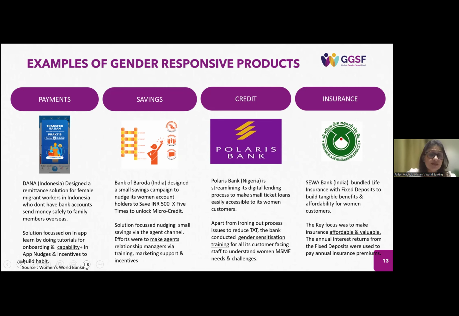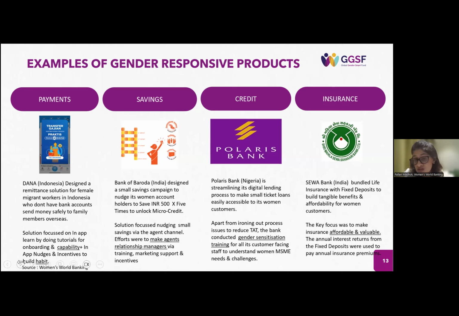When it comes to payments, if you're in the payment industry, you can use women-centered design. One example was of how do I build women's capability to actually use some of the products I have there. How can we build nudges or incentives to help her build a habit? With respect to savings, how can I welcome her and reward her for saving small amounts in my bank account? Or how can I make the agent more relationship-oriented so that he or she could support her through her savings journey?